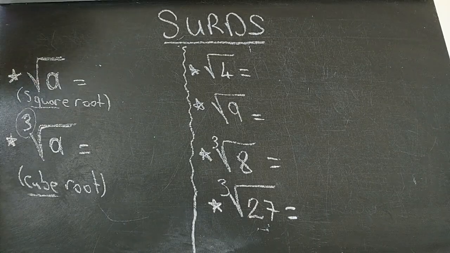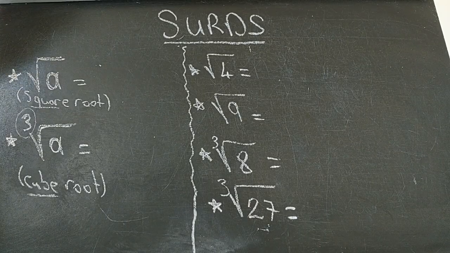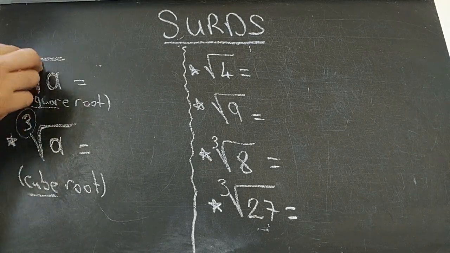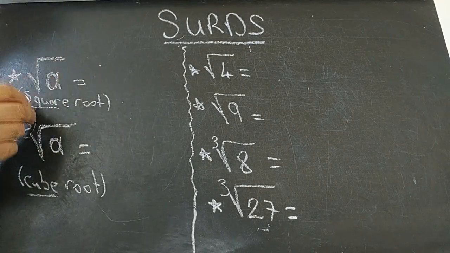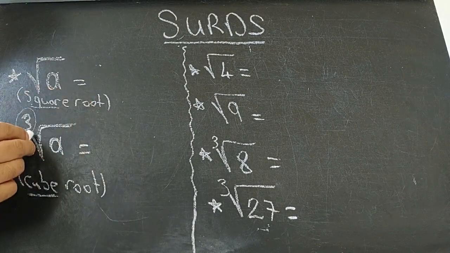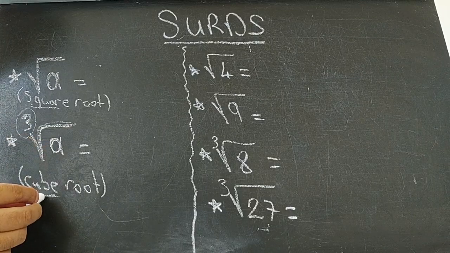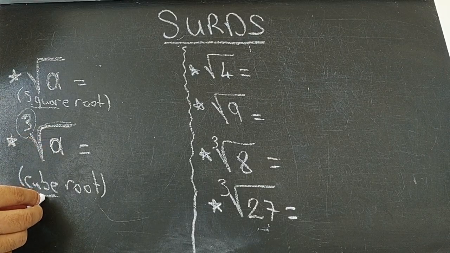Welcome, ladies and gentlemen. In this lesson we are going to talk about surds. If you have something like that, we call this one a square root. Something like this, with a 3, we call this one a cube root.